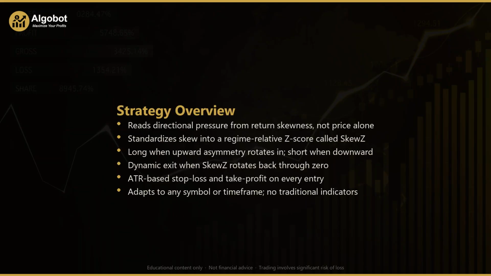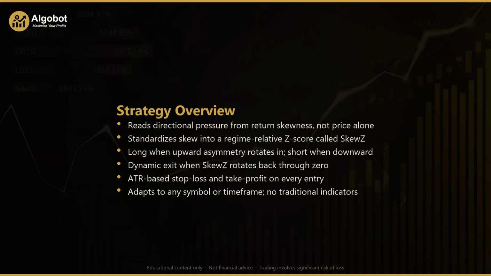So what exactly does this expert advisor do? Return skewness rotation is built on a first principles idea from statistics. When we look at a stream of recent price returns, we can describe that distribution with several moments. The first moment is the mean, or drift. The second is variance, which is how spread out the moves are. The third moment is skewness, which measures asymmetry, whether the distribution leans to the upside or the downside. The core hypothesis of this strategy is that directional pressure often appears in that third moment before it becomes visible as a trend in the average.